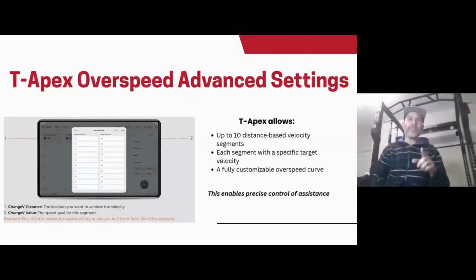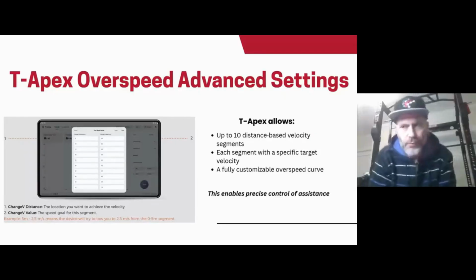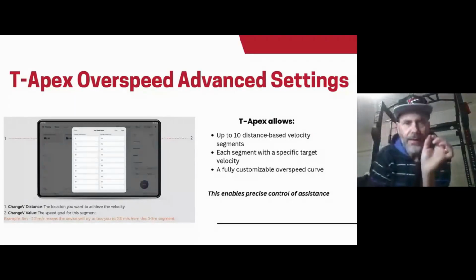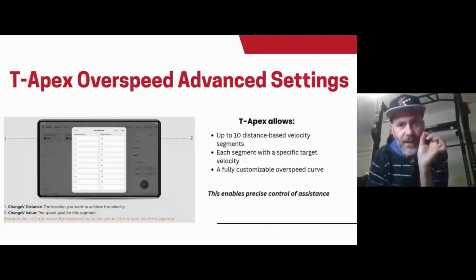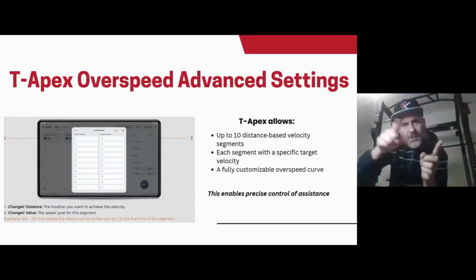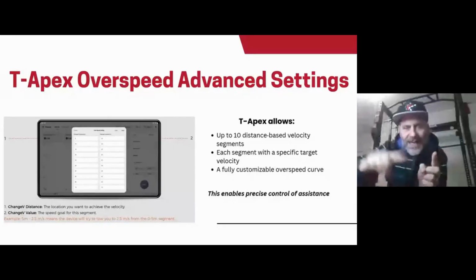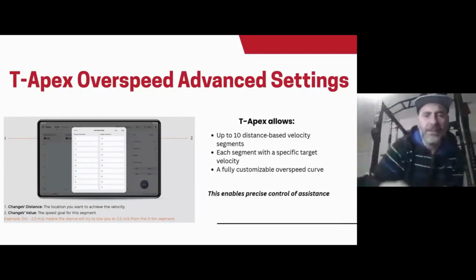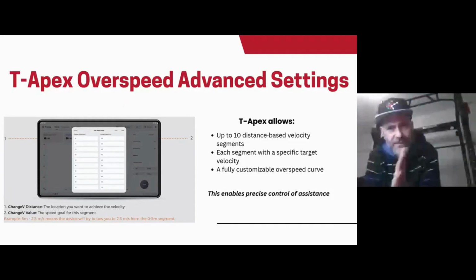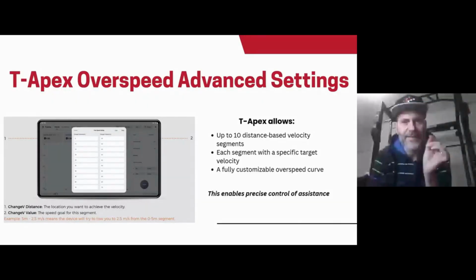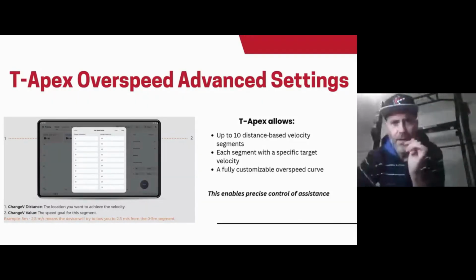The advanced settings in the T-Apex overspeed mode allow us to create up to 10 distance-based velocity segments. And this means that we can design a custom overspeed curve that ramps assistance gradually, peaks only when the athlete is upright, and tapers if needed. So instead of one fixed speed, we can shape the entire velocity profile of the sprint.